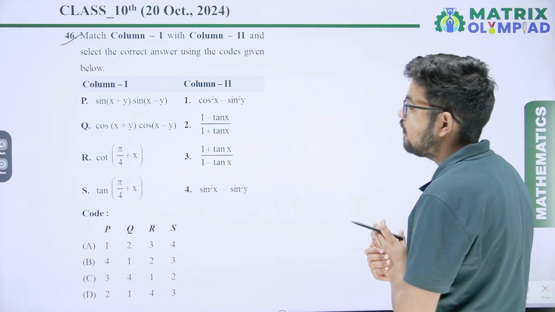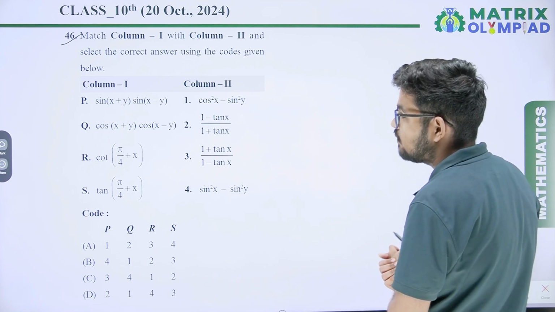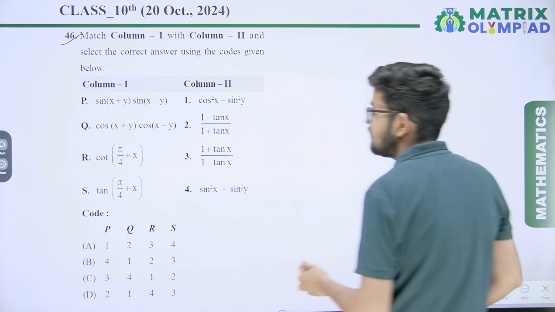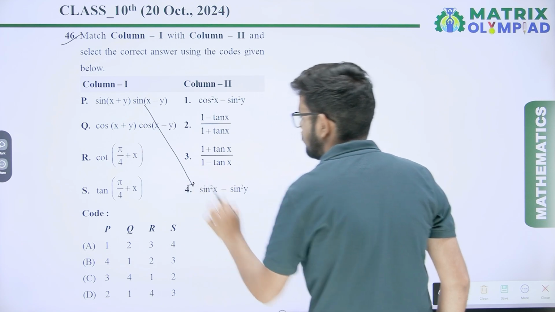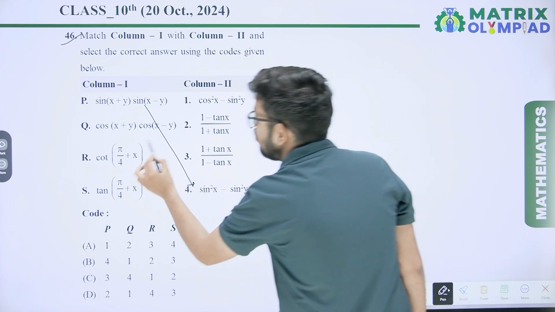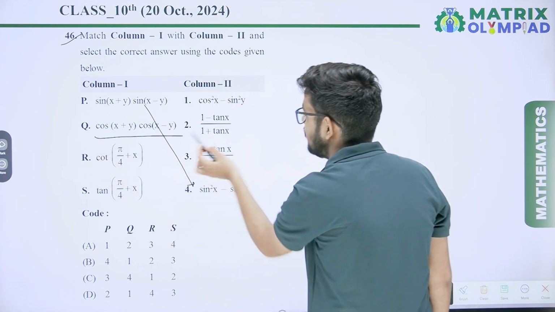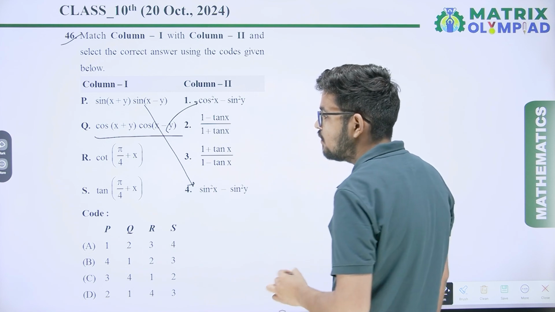Question number 46. Match the column. First, P. Sin (x plus y) sin (x minus y). We know that it will be sin square x minus sin square y. It is directly an identity. Cos (x plus y) cos (x minus y). It is cos square x minus sin square y.